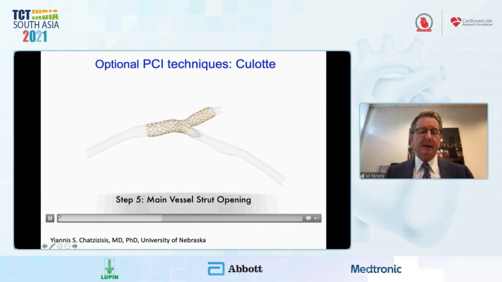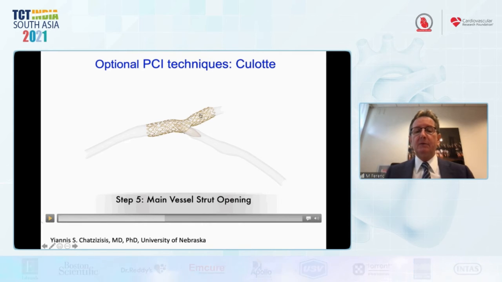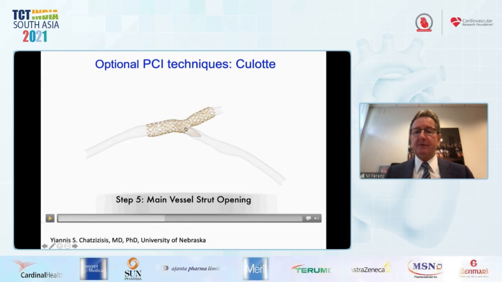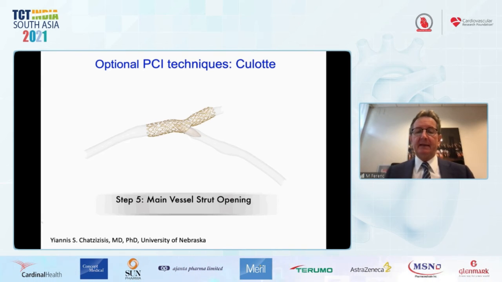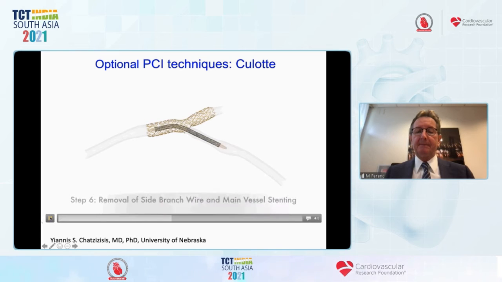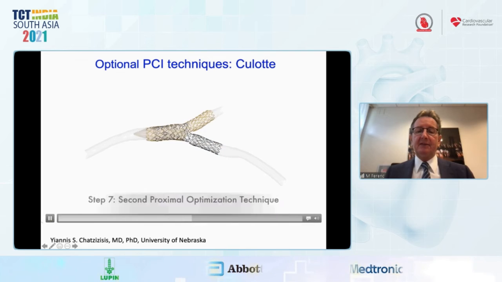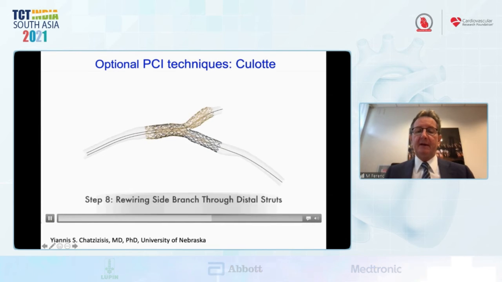You now open this main branch to the distal part, and you can do this with one balloon, or you can do this as a kissing maneuver, and then it will be called double kissing culotte. And I will show you one more slide on this point. Then you go with a stent to the main branch. In this animation, the side branch stent is a bit too long. I would always recommend around 3 millimeters.